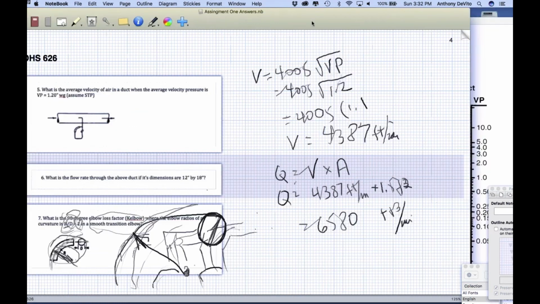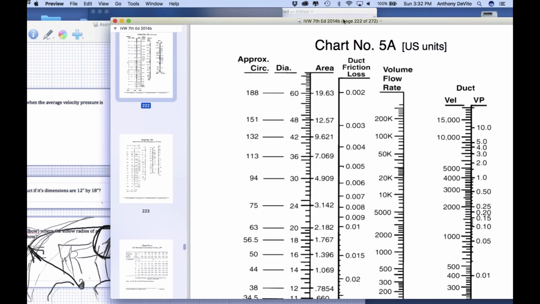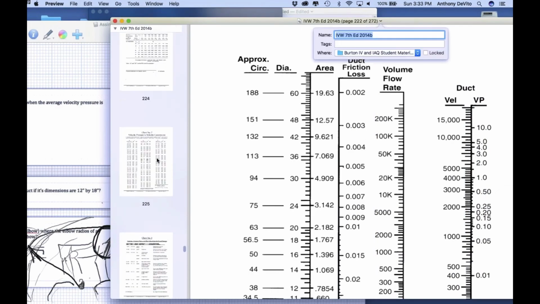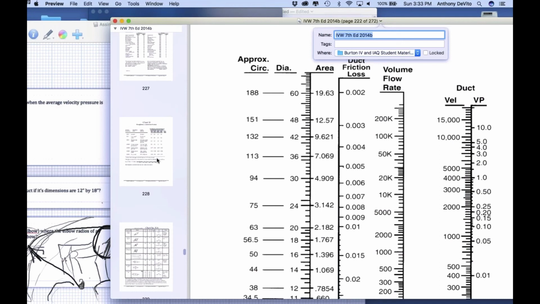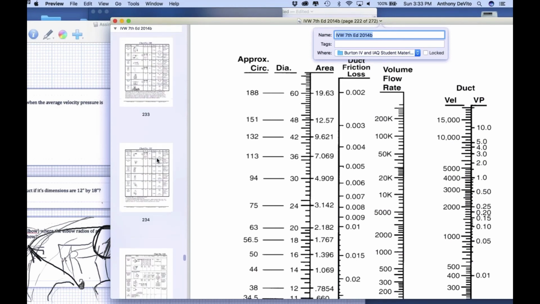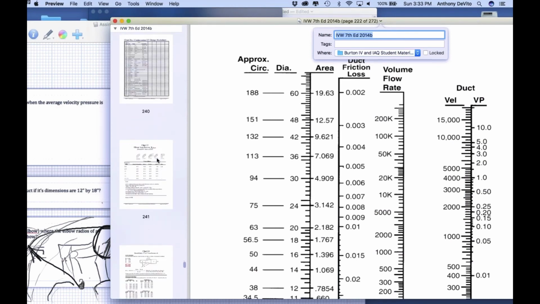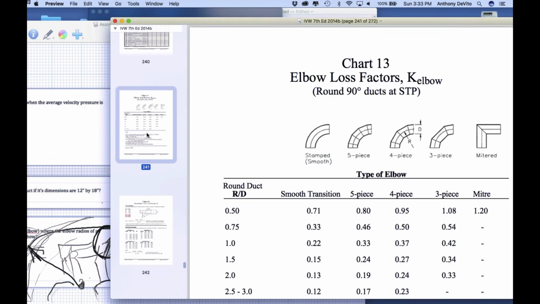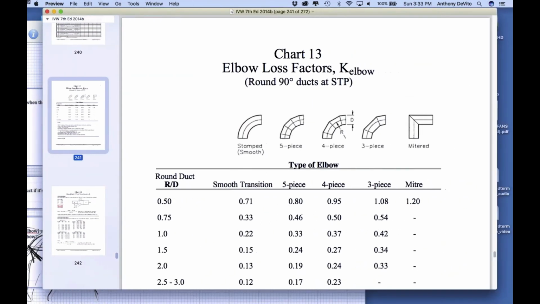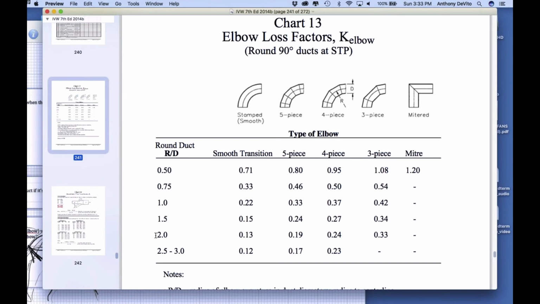That's going to be a chart that we have to look up. I have our charts here, and I'm going to see if I can find our elbow chart reasonably quickly. Okay, here we go, I think that's it right there. So our radius to diameter is equal to 2, and it's a smooth transition ductwork, as pictured here. Our K factor, the factor that represents our frictional loss, is going to be equal to 0.13.